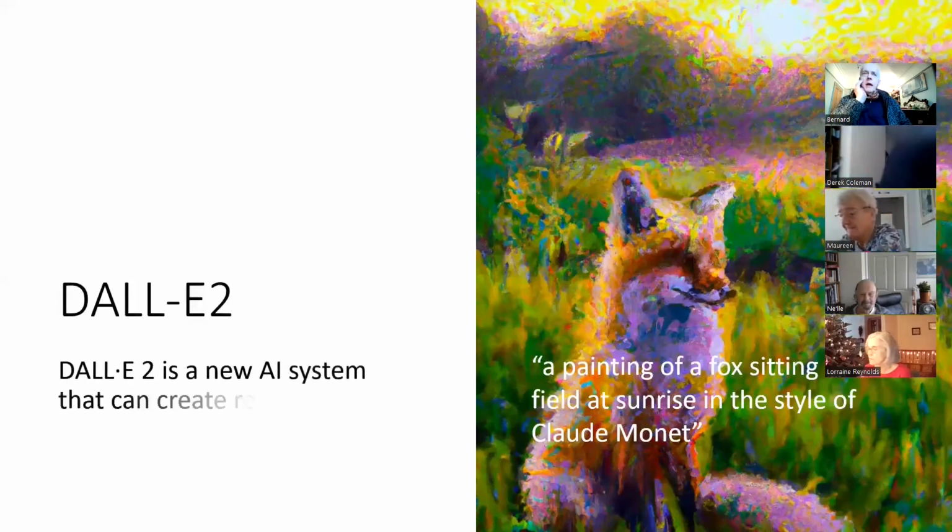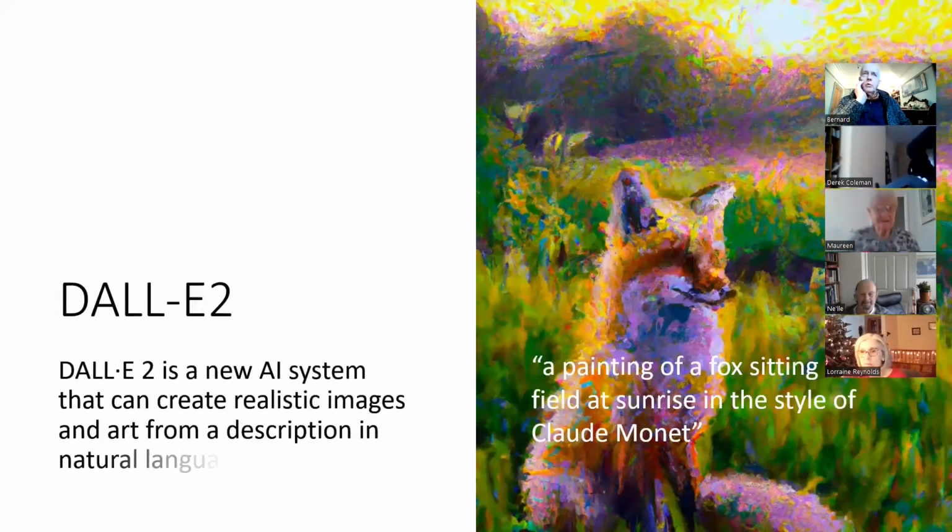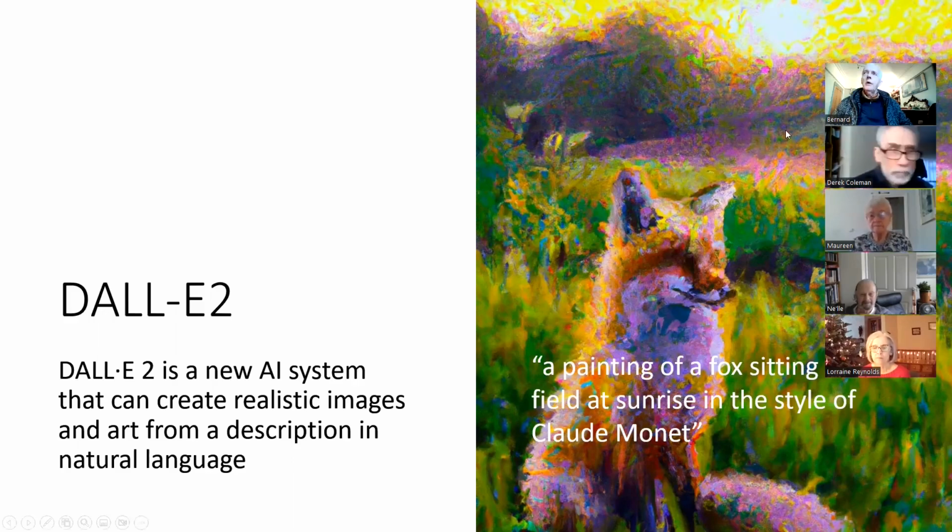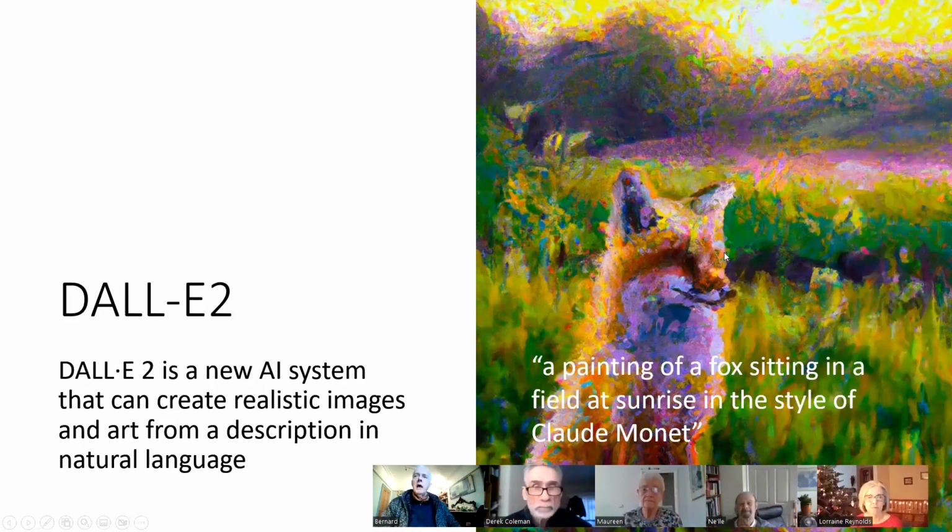Right. I'm going to talk about something called DALL-E 2, which is an artificial intelligence system that can create realistic images and art from a description in natural language. So this painting below, for example: somebody put in "a painting of a fox sitting in a field at sunrise in the style of Claude Monet." So you can see it's quite impressive.